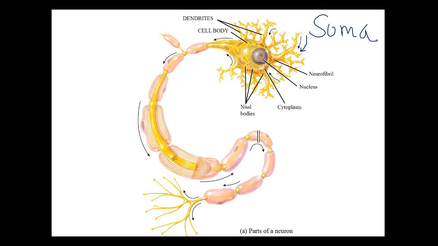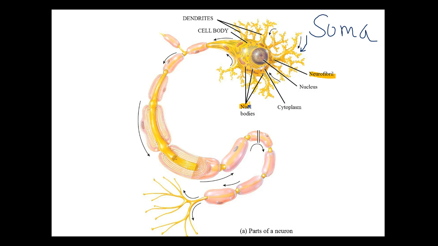The soma is going to be the area that contains the majority of the organelles. Obviously, the nucleus is in the soma. We will have cytoplasm and mitochondria, Golgi apparatus. But some of the more important organelles are going to be the neurofibrils and the nissl bodies. The neurofibrils will be found throughout the entire neuron, and they're going to help with movement of organelles. They're going to help with division. They're going to help with structure.